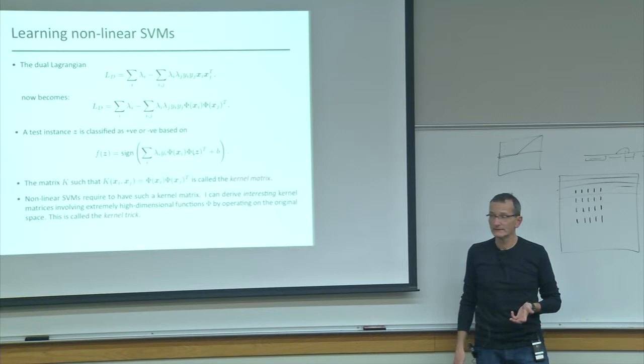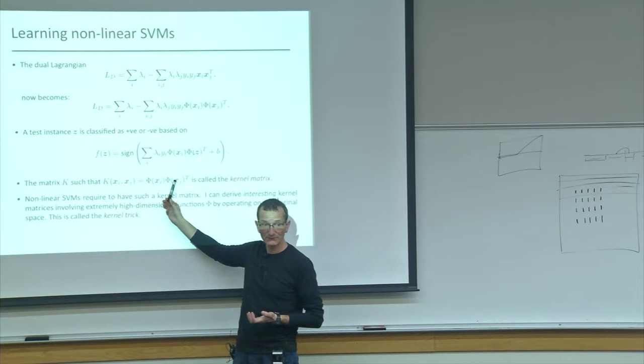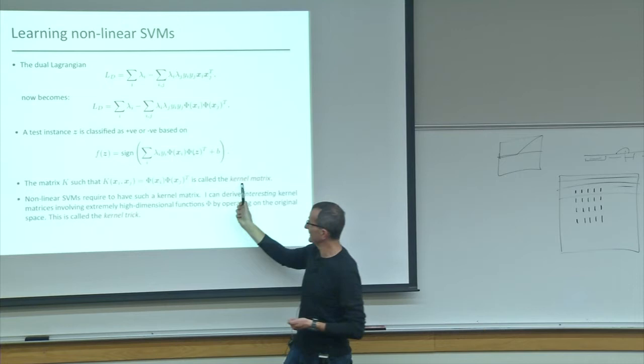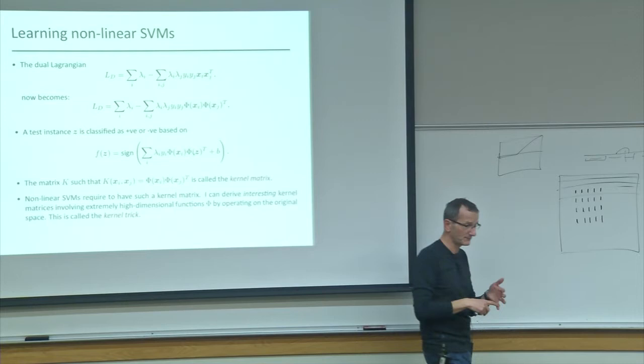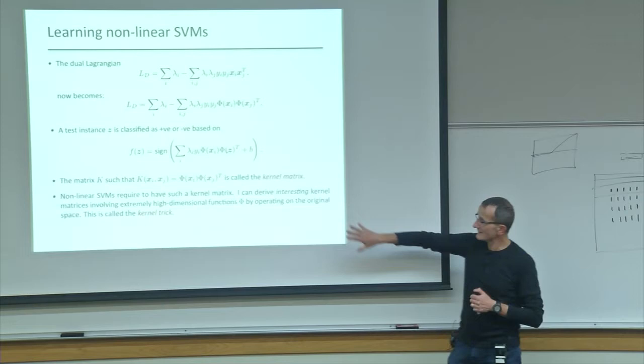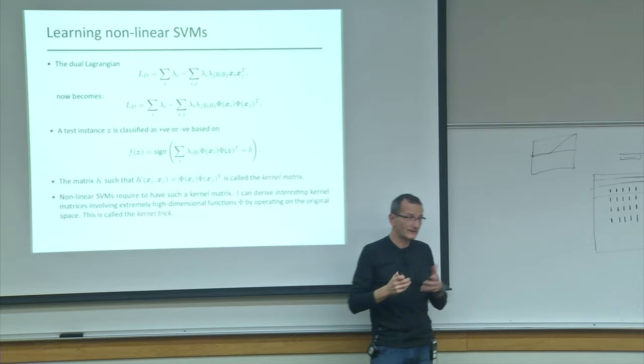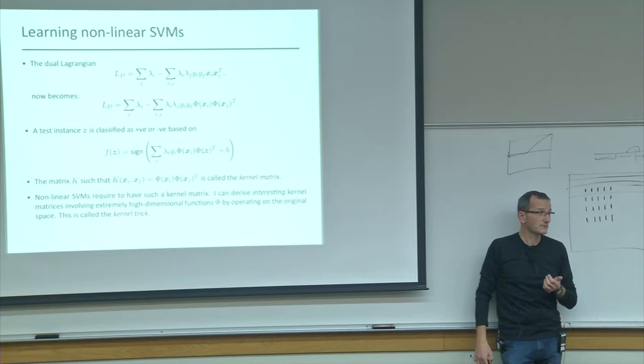The matrix that I get by having the pairwise projections of all my training instances, the dot products of those projections, is called the kernel matrix. So the whole research in support vector machines became about designing those kernel matrices. The kernel matrices have to have certain properties: they have to be symmetric positive definite and satisfy a bunch of other conditions. But once they do, that problem can be solved efficiently, and you can realize the benefit of operating in an extremely high dimensional space without the cost associated with doing that.